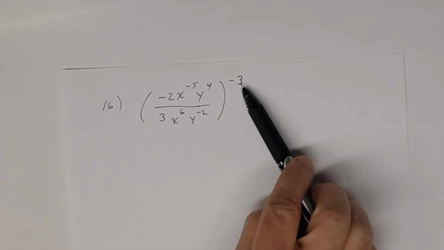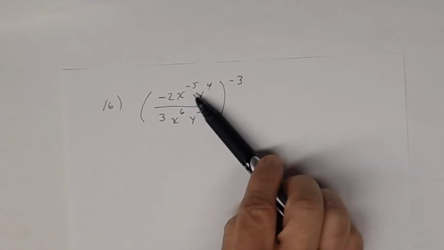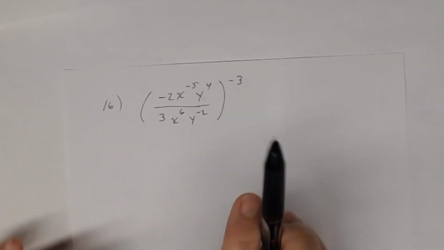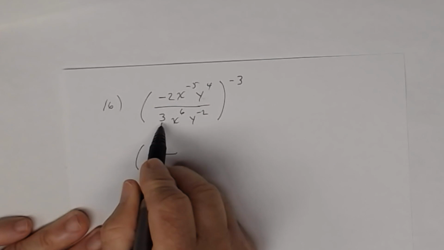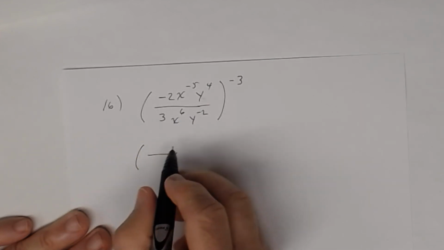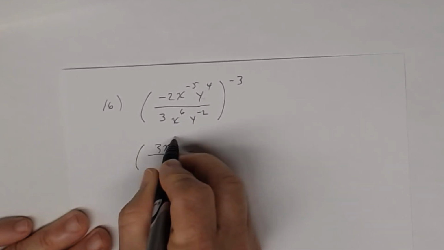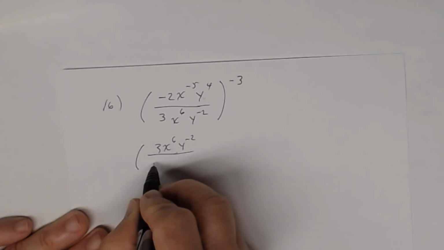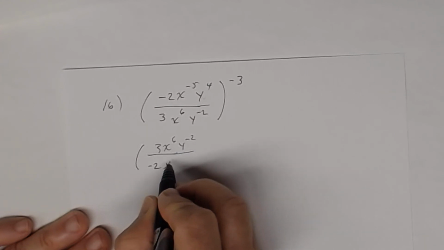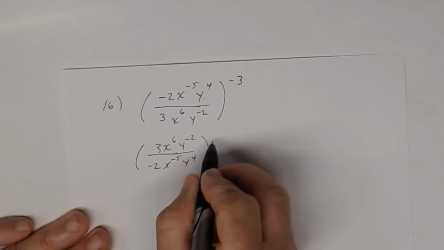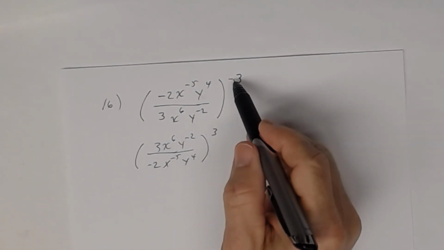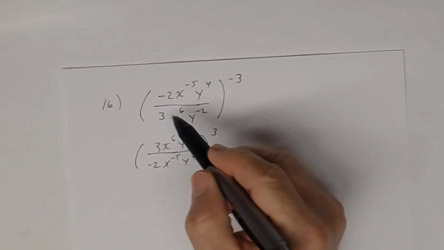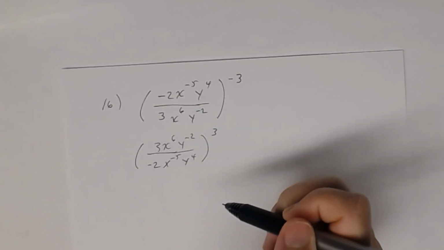So to make that outer exponent positive, we're going to take the reciprocal of this base. Okay? So when I take the reciprocal of the base, I get this. The denominator becomes the numerator and the numerator becomes the denominator. So I get 3 x to the sixth, y to the negative second, divided by negative 2, x to the negative fifth, y to the fourth. Now this is being raised to the third. Okay? I still have negative exponents, but at least I have one less. So to bring that outer exponent positive, I took the reciprocal of this base.